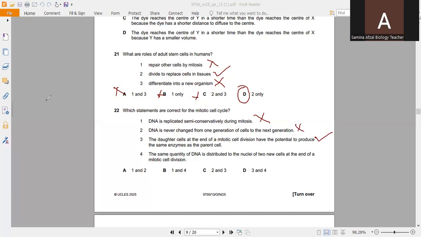The same quantity of DNA is distributed to the nuclei. Yes, this is also correct. During anaphase, sister chromatids are separated equally, ensuring both resulting daughter nuclei receive an exact equal amount of DNA. So statements number 3 and 4 are correct. So, the D option is the correct option.